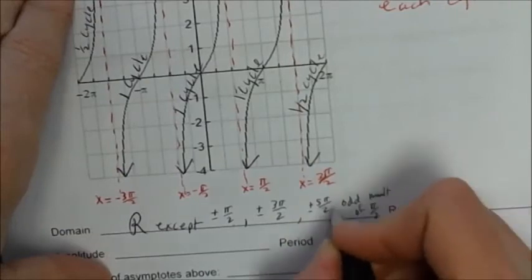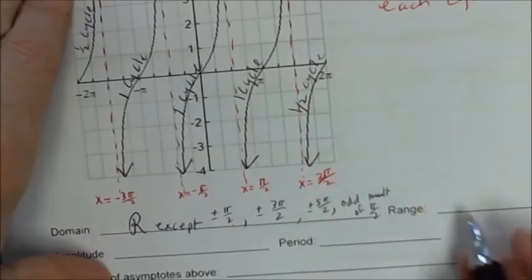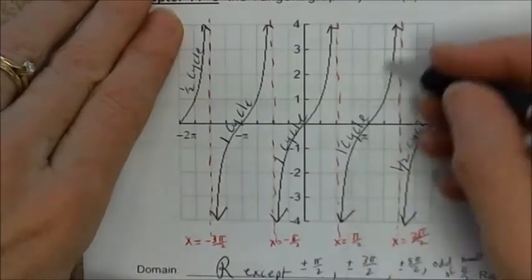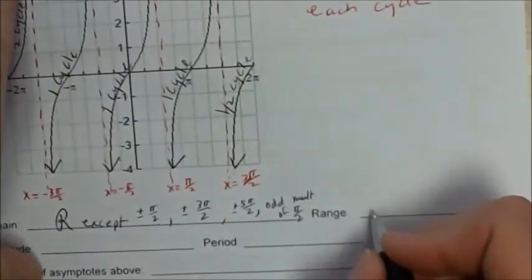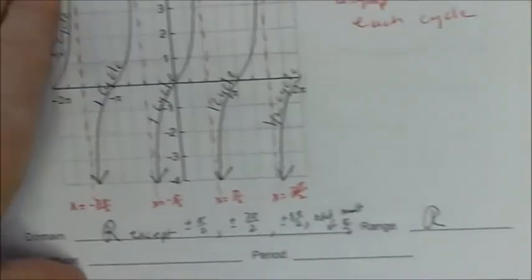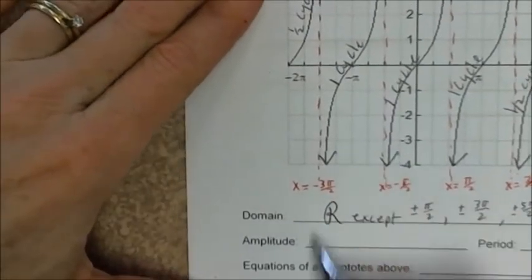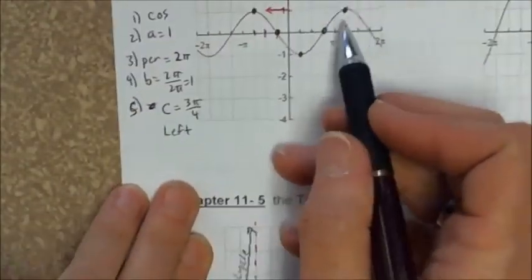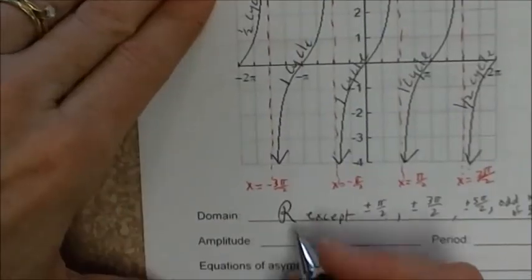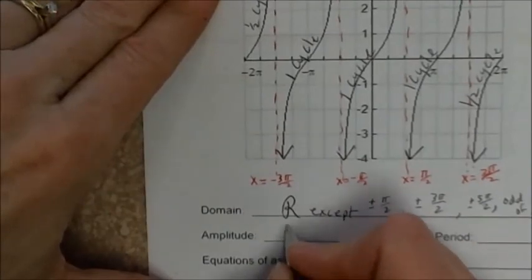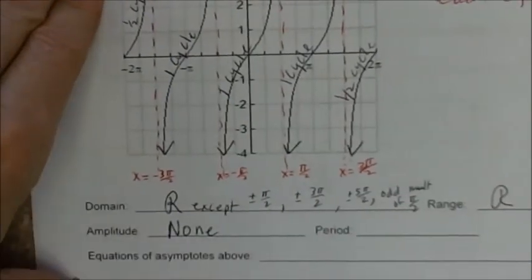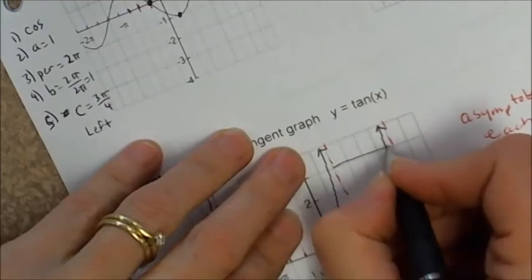of pi over 2. The range of the function is low to high. Well, it doesn't have a lowest. It doesn't have a highest. So the range is all real numbers. The amplitude, because it doesn't have a maximum value like we always calculated the maximum value on all of these, this has no maximum value, so there is no amplitude. Goes up forever.